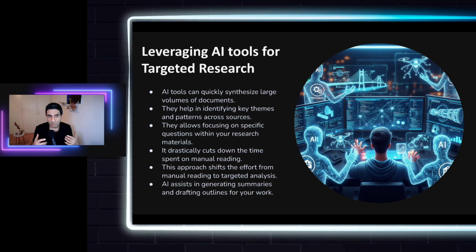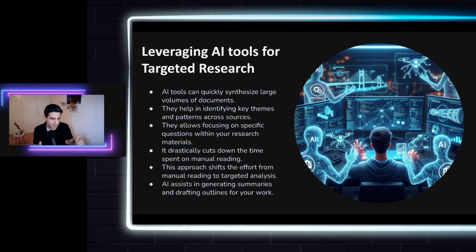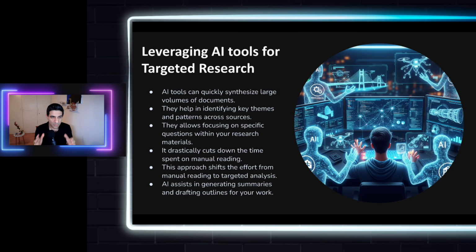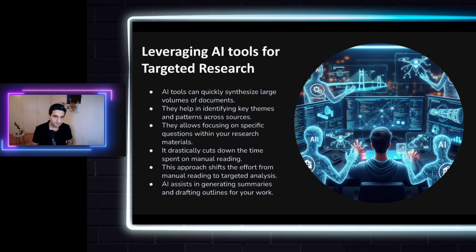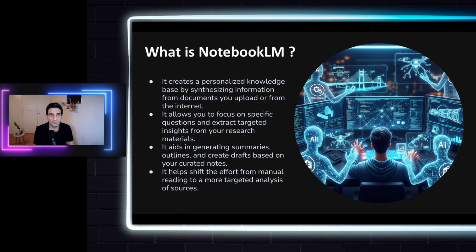More importantly, and I think most importantly, it drastically cuts down the time spent on manual reading, right? And this shifts the whole focus from reading and sourcing to targeted analysis. So you're now focusing your energies in the absolute right direction, while the grunt work, the heavy lifting, is done by AI. And AI would also assist you in creating summaries and drafting outlines for your work. So that's the huge advantage that AI can bring to the table very quickly.